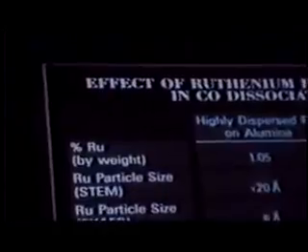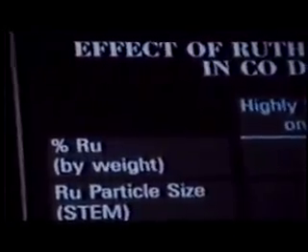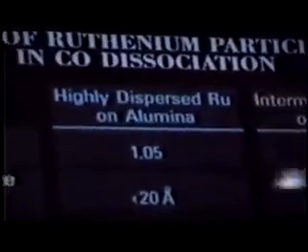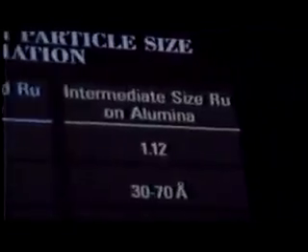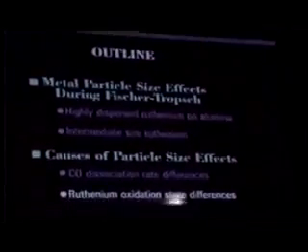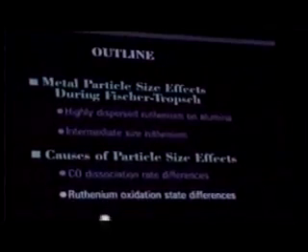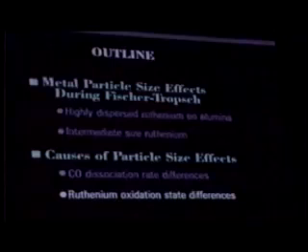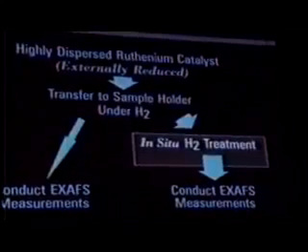Different CO dissociation efficiencies with 2 catalysts which have different dispersions. One about 100%, the other about 50%. Now, the last item I want to discuss is ruthenium oxidation state differences. Whether the electronic state of ruthenium was different in the highly dispersed case relative to the 30-70 angstrom ruthenium particle catalyst.